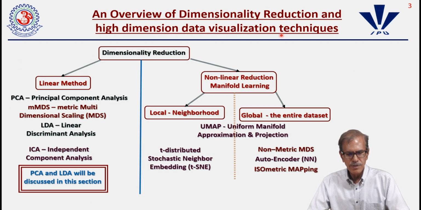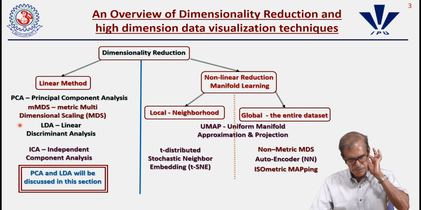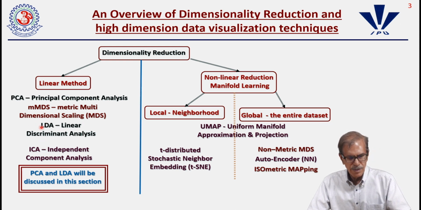The overall picture here is about dimensionality reduction techniques. If you see the dimensionality reduction techniques, there are 2 types of approaches. One is linear method, and one is nonlinear method, or you can say manifold learning. In this section of linear methods, we'll talk about principal component analysis and linear discriminant analysis. We'll not talk about multidimensional scaling. This will be taught in a different lecture.